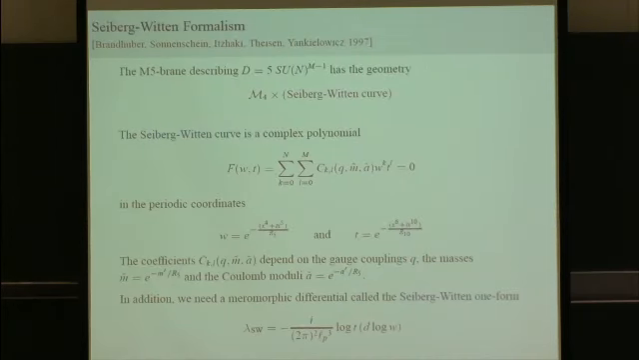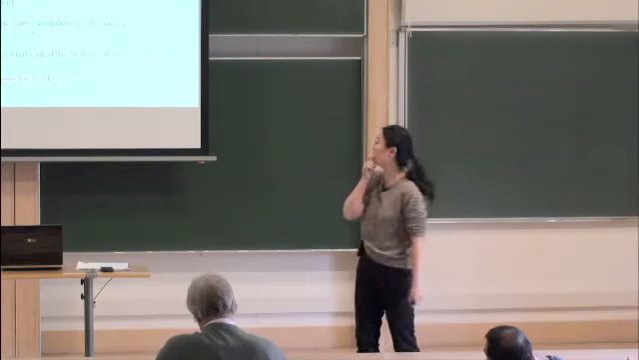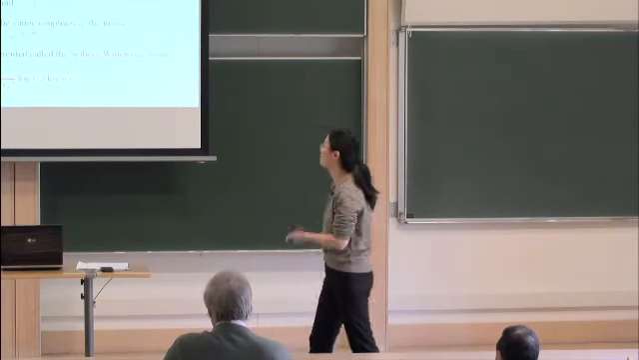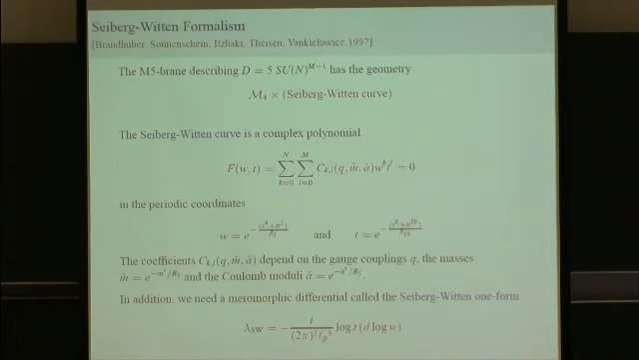So the M theory, the M5 brane description of this D equals 5 SU(N) gauge theory has the geometry with a four-dimensional space times the Seiberg-Witten curve. So this is six-dimensional in total. The Seiberg-Witten curve is a complex polynomial written in terms of two complex variables. And using this relation, you project out two of the directions. So you actually end up with a Riemann surface.